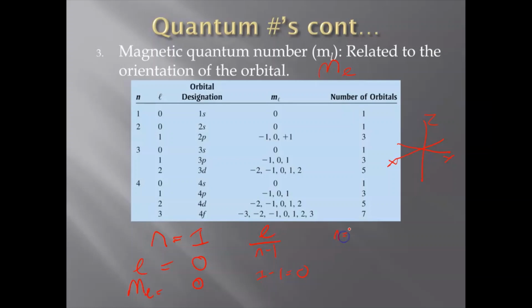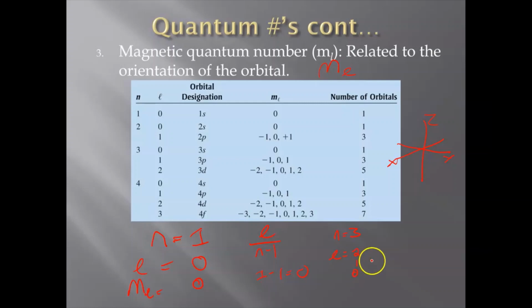That's just one example where you have n equals 1. Now let's say that you have n equals 3. Your L value, the first one that you ought to come up with, would be 2 because n minus 1 is 2. And then it just goes down from there, down to 0.